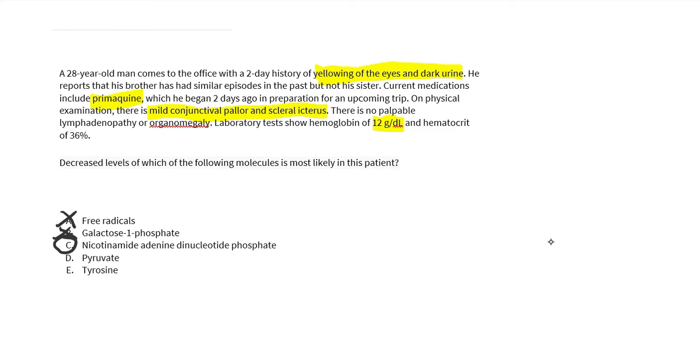Pyruvate would be decreased in somebody who has, for instance, a different inborn error of metabolism, such as pyruvate dehydrogenase deficiency, but this would present earlier in life. Patients who have reduced tyrosine experience phenylketonuria, which is characterized by other neurological defects, as well as a musty body odor, and this is a problem with catecholamine synthesis in the adrenal medulla, and this is not consistent with our clinical picture. So by process of elimination, this patient has a glucose 6-phosphate dehydrogenase deficiency and is experiencing hemolytic anemia secondary to the administration of primaquine.